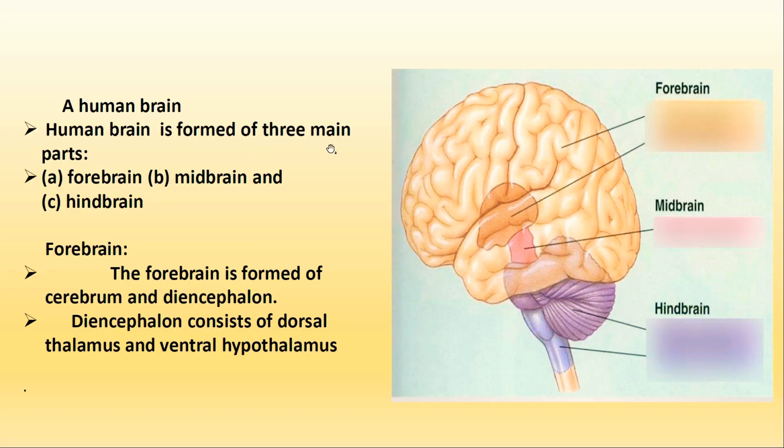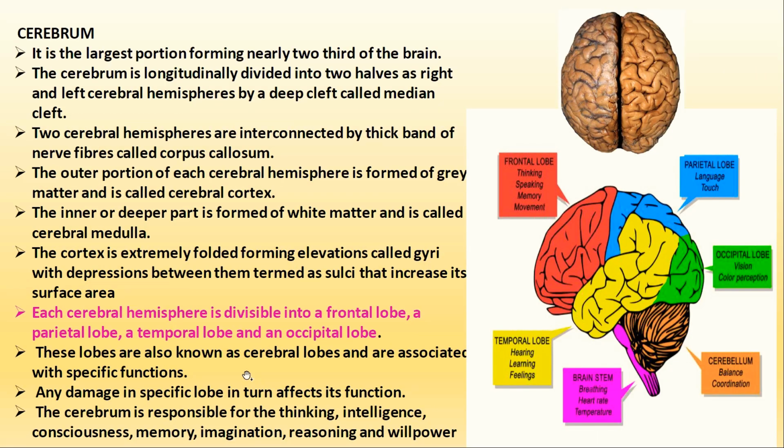A human brain is formed of three main parts, namely the forebrain, midbrain, and the hindbrain. So forebrain, midbrain, and hindbrain. This is the structure. The forebrain is formed of the cerebrum and the diencephalon. The cerebrum is outside, and the diencephalon is inside the cerebrum. So diencephalon consists of the dorsal thalamus and the ventral hypothalamus. Now let us see what is cerebrum.